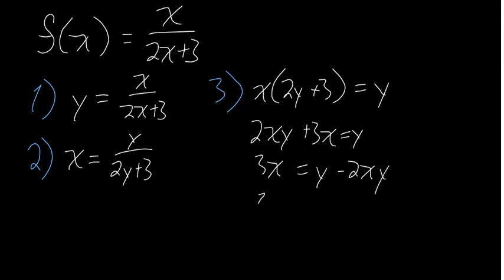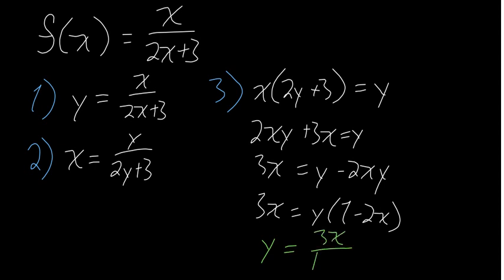We're going to factor out a y, so we're going to have 3x is equal to y times 1 minus 2x. And then we're going to solve for y. We're going to isolate the y, right? So we're going to have y is equal to 3x over 1 minus 2x. Let's put a different color. We're kind of running here.